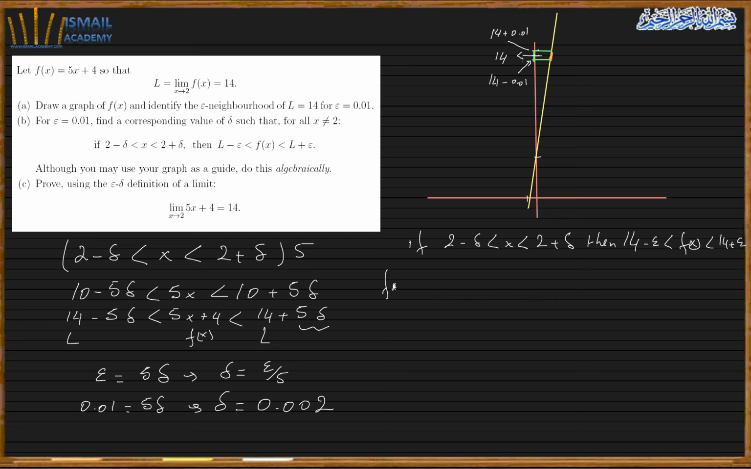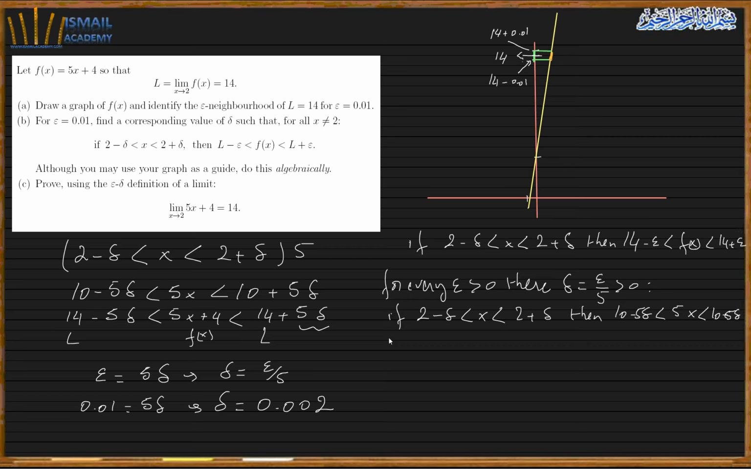So for every epsilon greater than 0, there is delta, which is equal to epsilon over 5 greater than 0, such that, and we start with my hypothesis. So if 2 minus delta is less than x, which is less than 2 plus delta, then I multiply the whole thing by 5. The same process I did here, I will repeat it again. 10 minus 5 delta is less than 5x, which is less than 10 plus 5 delta.